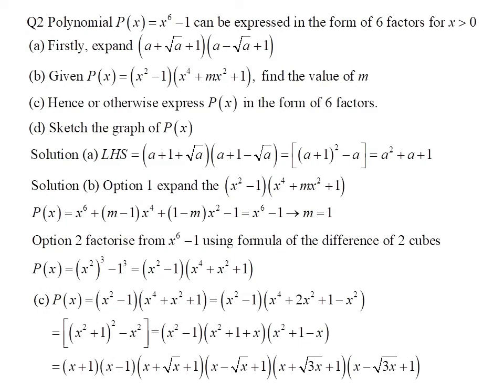For question C, the polynomial x to the power of 6 minus 1 can be factorized by using the formula of the difference of two cubes. The bracket containing the x to the power of 4 can be further factorized by adding and subtracting an x squared term. Then we factorize them again, as it can be seen in the display.